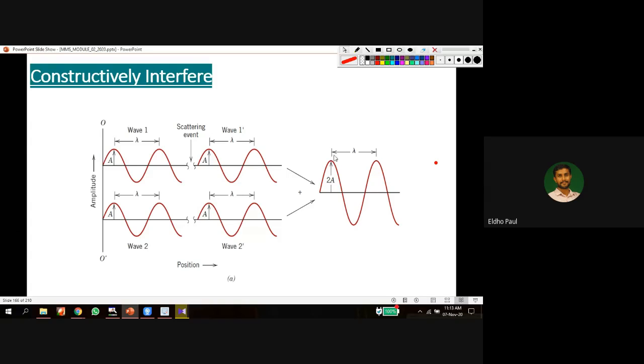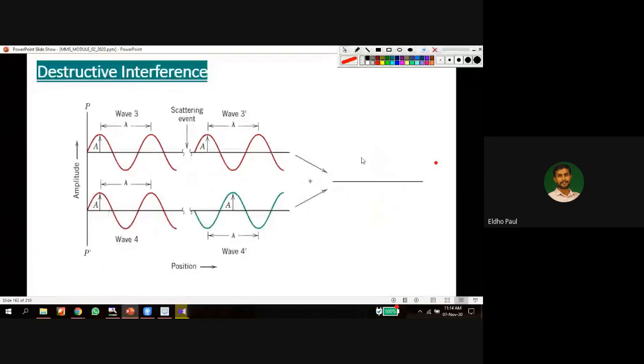What happens to the resultant wave? The amplitude of the resultant wave is increased to 2a, and there is no change in the phase and frequency. Initially both had amplitude a, but it is increased to 2a. So this is constructive interference. There is no change in the wavelength, which is lambda.